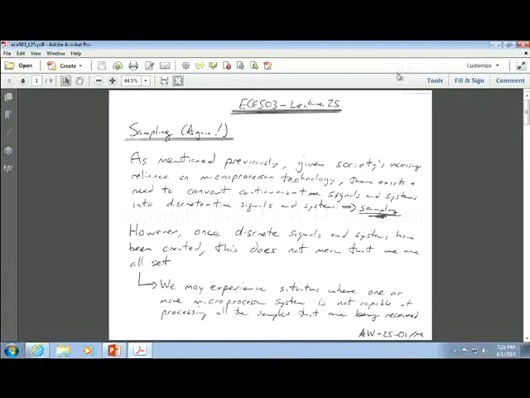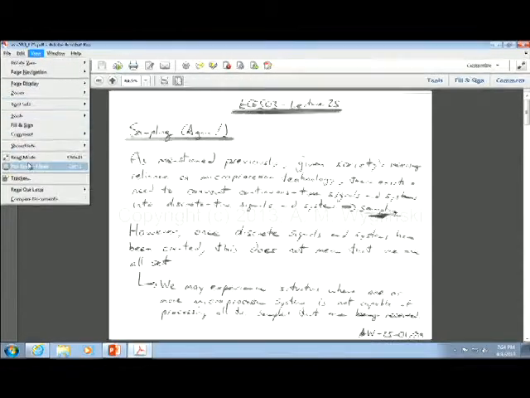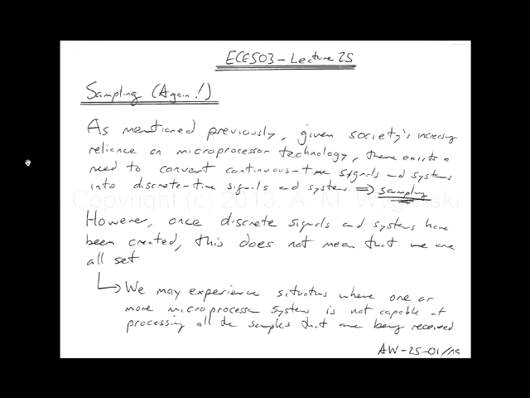So this is lecture 25 of ECE503. What we're going to do is revisit sampling theory. We're going to move away from the topics of lecture 24, where we looked at analog filters and analog design, especially with IIR filters and their transformation to digital.